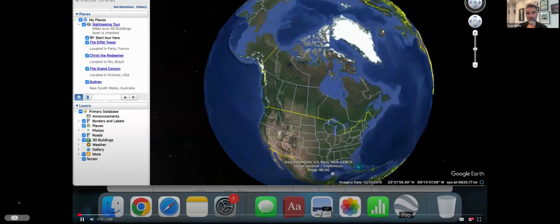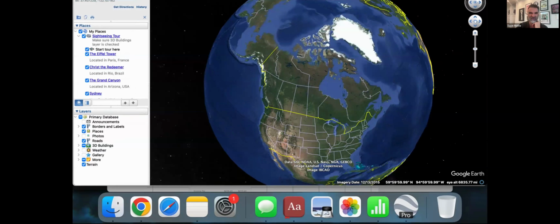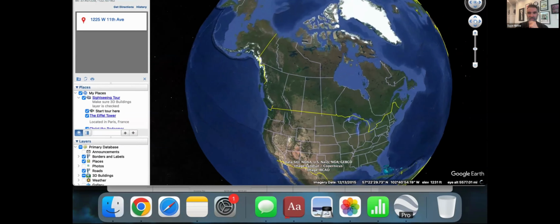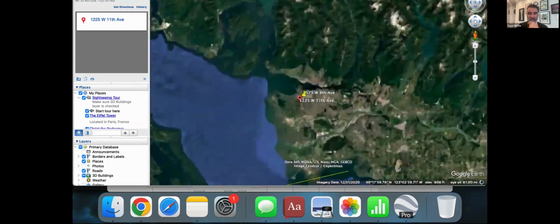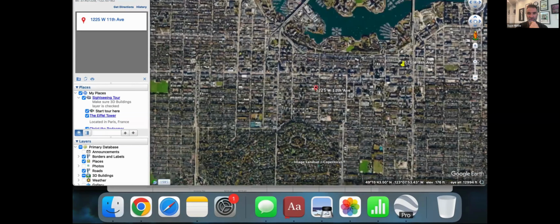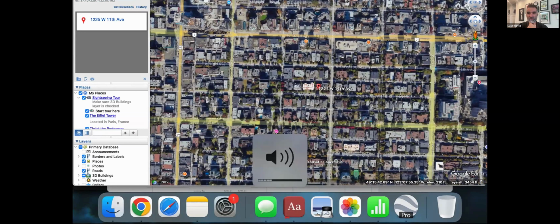When you open up Google Earth, this is what you're going to see. The first thing you're going to do is put an address in the address bar in the far left corner. We might have the top bar blocked off here, but that's okay, we'll be able to do it either way. I put in 1225 West 11th in Vancouver. This is a job that we're doing right now. We're replacing decks.